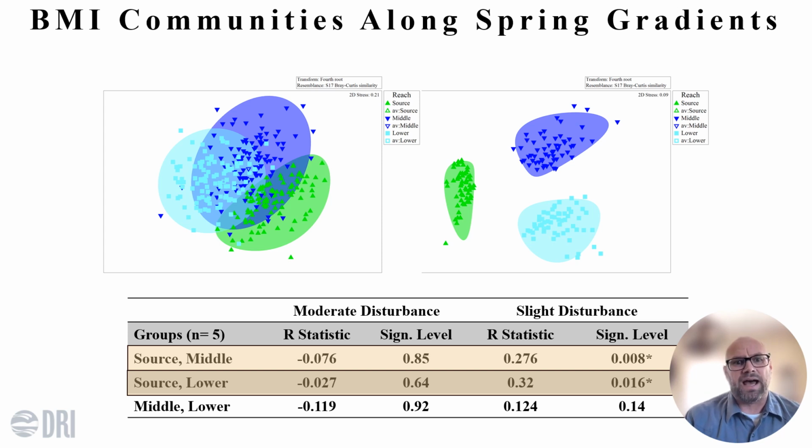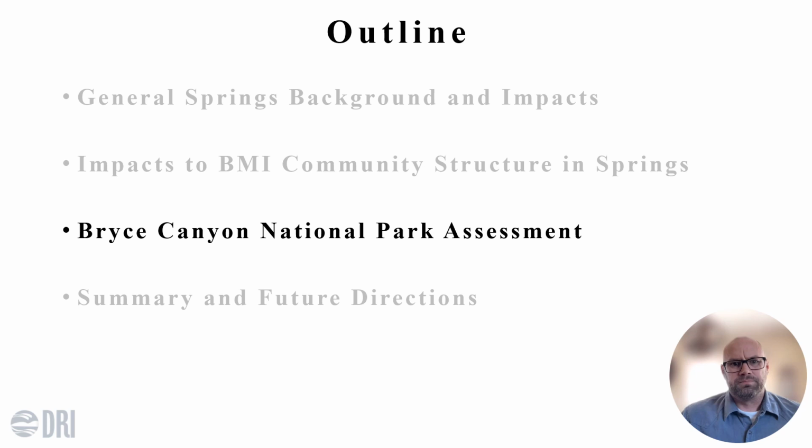But when we look at slight disturbance, we do see a difference. We see at slight conditions, all of those BMI community structures are different, with a significant difference between the source and middle samples and the source and lower. And that's pretty evident looking at the figure, with each community being very separated from the other ones. However, we don't see a difference between the middle and lower source. And this could be as we start to see a mix of our tolerant and intolerant organisms found in both of those locations. Next, I'd like to talk about our work in Bryce Canyon National Park.